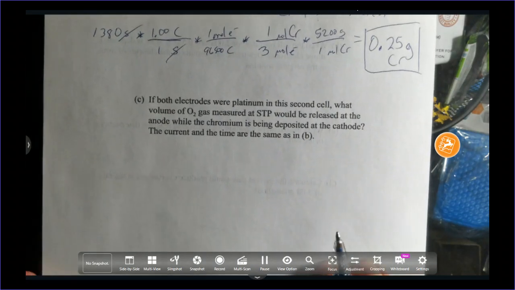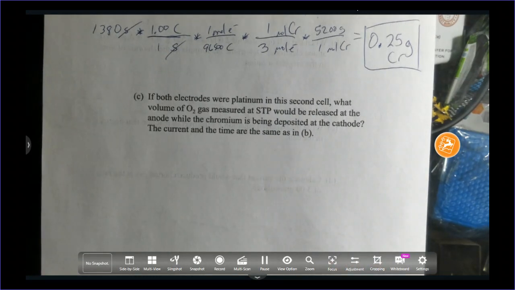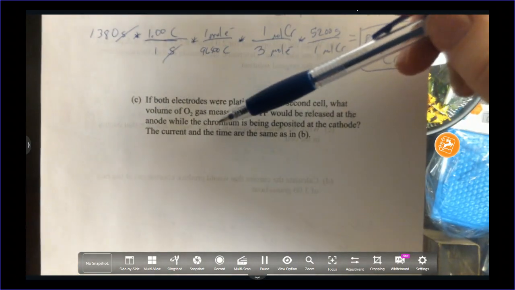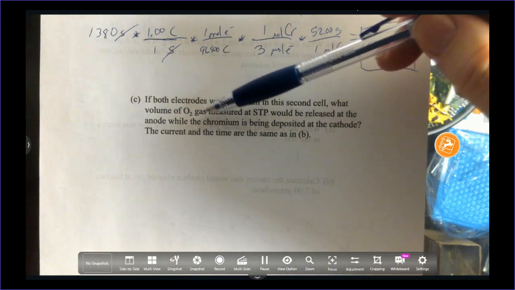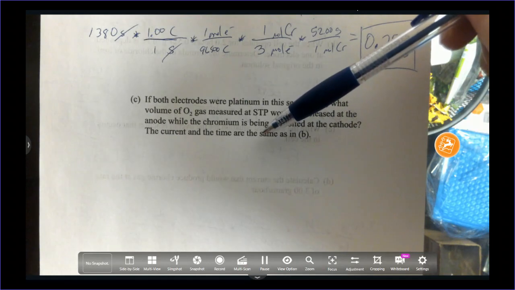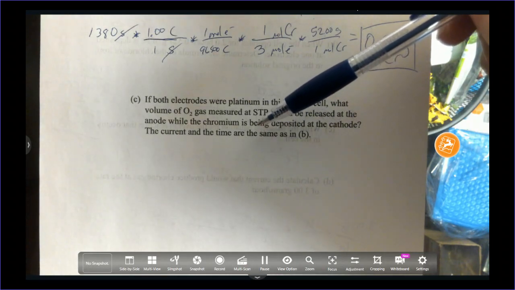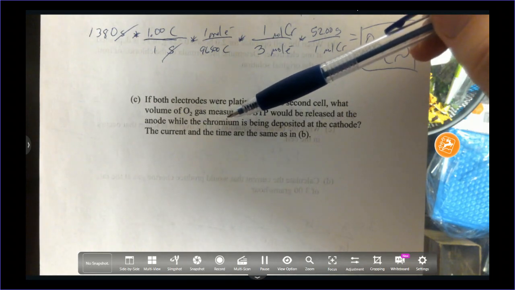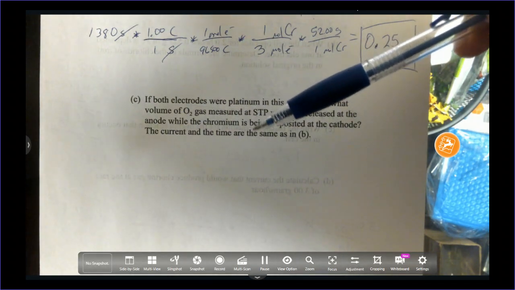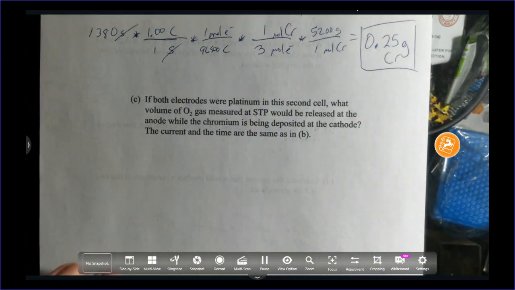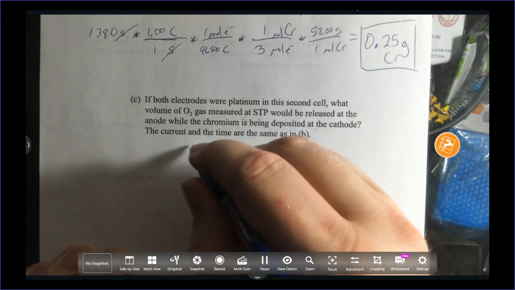Alright, last problem on this worksheet. If both electrodes were platinum in this second cell, what volume of oxygen? Alright, so this goes back to the other video we watched where if you have these inert electrodes and we're competing with the water reaction, so if this platinum is the inert electrode at the anode, then the only thing that can be oxidized here at that point is the water. So we're going to oxidize water into O2. So I'm going to write that reaction.